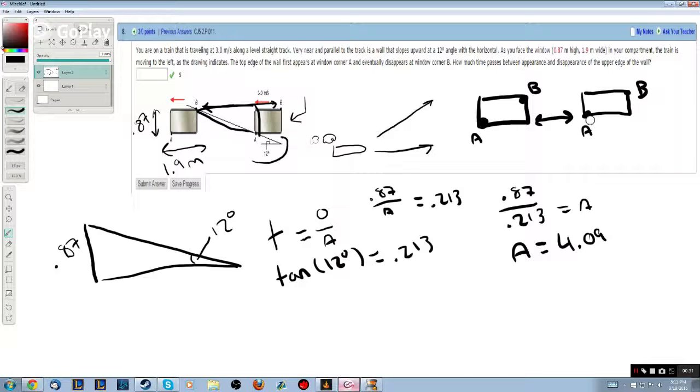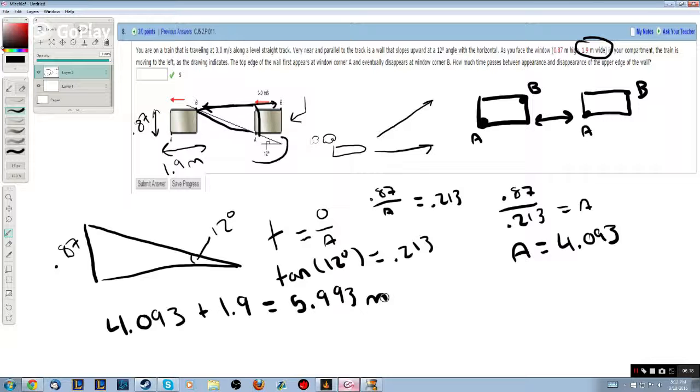And remember how we explained before that we need to solve the distance between the two B's? Well, that's actually really easy at this point because they gave us that the window is 1.9 meters wide. So our 4.09 meters, all I have to do to find that distance between the 2 points of B is 4.09. And again, that's a rounded answer, or it's 4.093, plus 1.9, which in this case is going to give us 5.993 meters. But again, there's extra decimals.